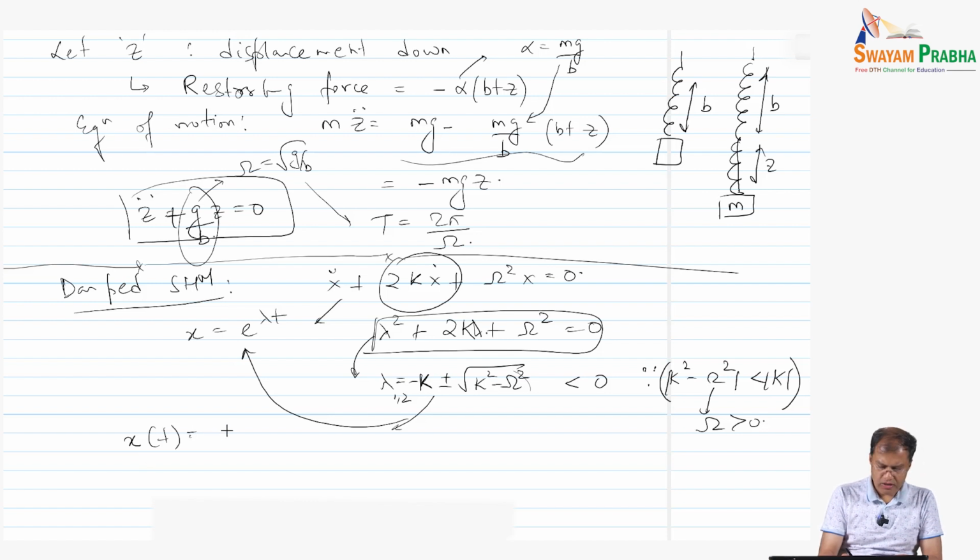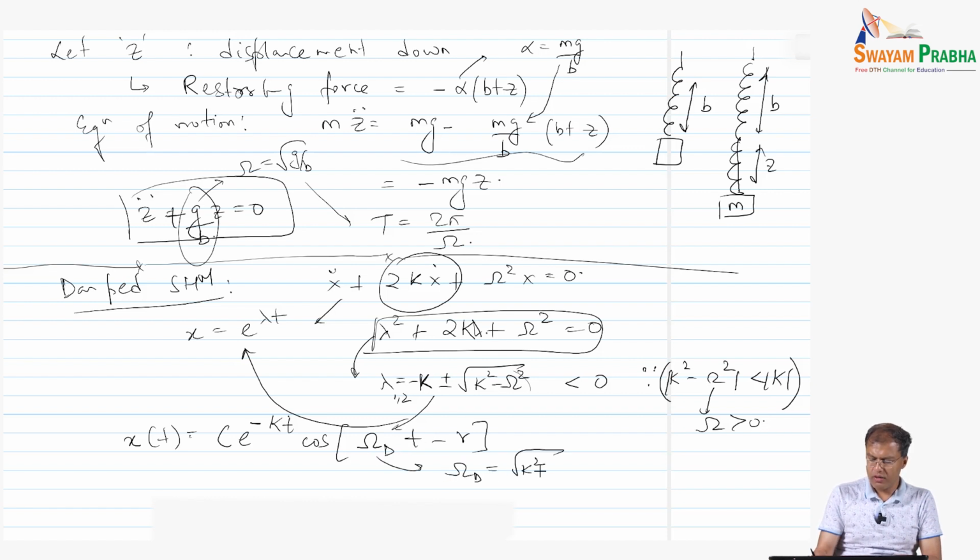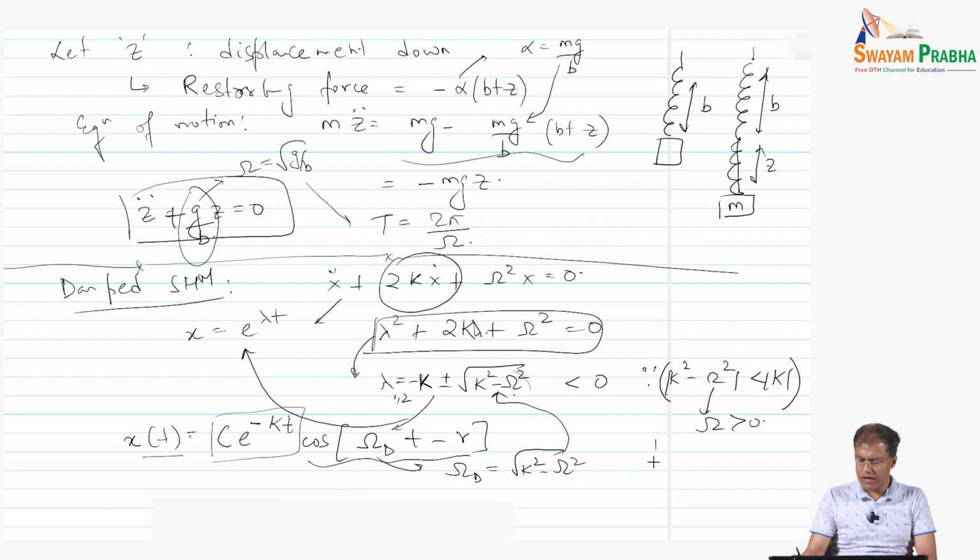So x of t is c e to the power minus kt times cos of omega damped times t minus gamma, where omega damped is given by square root k square minus omega square, this following quantity in the solution. Okay, and then notice the following change in the solution. The solution is exhibiting some oscillations via this cos term, but also eventually the solution is decaying exponentially. So we expect the solution of this form to show some oscillations, but eventually it is going to decay exponentially because of this damping term. So this is my damping term, which was not present earlier.